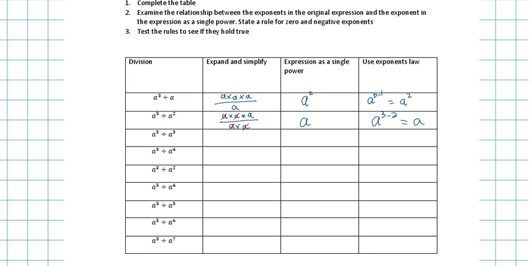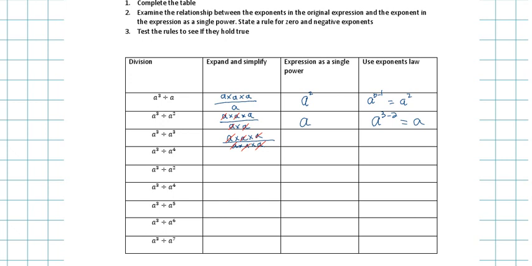A cubed divided by a cubed is 1. So your final answer is 1. Just 1. Let's look at it. So if I have a cubed, that's a times a times a, over a times a times a, right? So that is gone, gone, gone. It's 1, right? Because when you divide 5 divided by 5, what do you get?